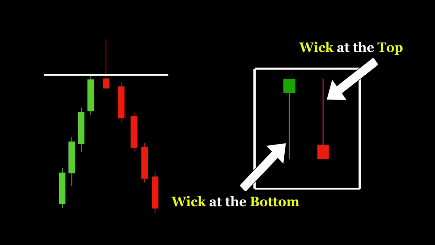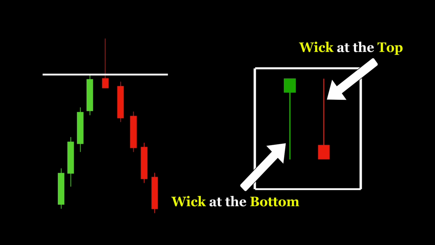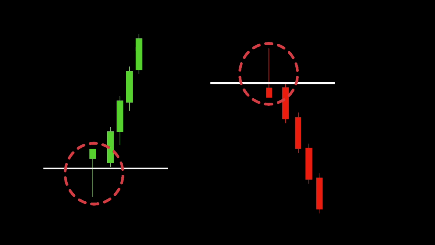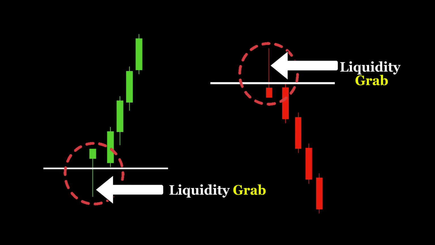This isn't just a pretty candle pattern, it's a liquidity grab. When price dips below support or spikes above resistance, it's not by accident. The market is hunting for liquidity, stop losses from trapped traders and breakout entries from impatient ones. That extra liquidity gives smart money the fuel to enter their positions at the best possible price.